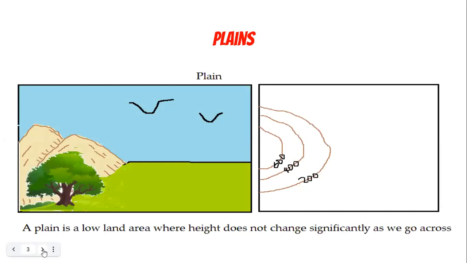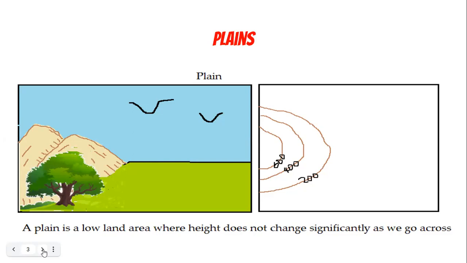So the diagram that you are seeing in front of you is showing a hill to the left, but as we go right, we notice that as we go across, the height is not changing. We are neither going up nor down. So we say that this area is a plain.